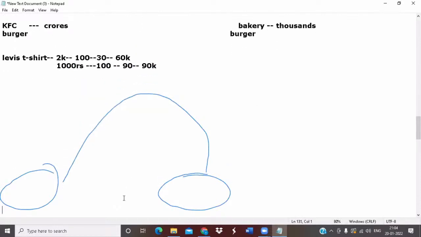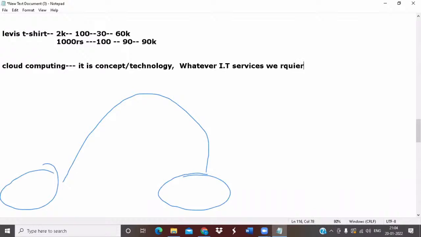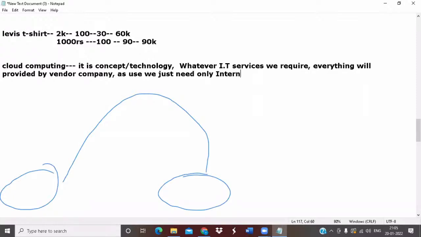That is why vendor companies come up with a new concept, with a name called something like what? Speak out. Cloud computing. It is a concept, or I can say it is a technology. In this concept, whatever IT services we require, everything will be provided by the vendor company. As a user, we need only an internet connection and access those services.